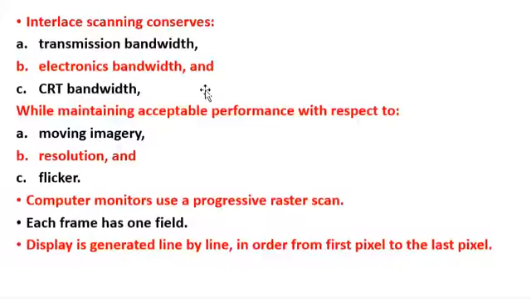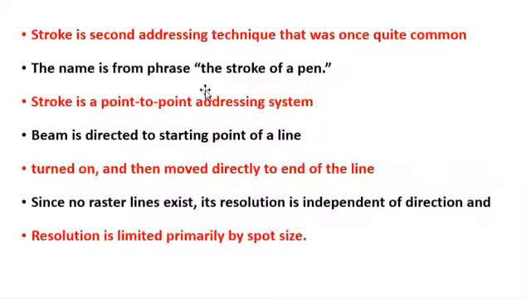The computer monitors, on the other hand, use the progressive raster scanning, and in this case, each frame is scanned only once, unlike the interlace where we said it is scanned twice, one for the odd and the other for the even. And the display in this progressive raster scanning is generated line by line. I've already explained it. It is writing horizontally from top to the bottom, and it is starting from the first pixel up to the last one using rows.